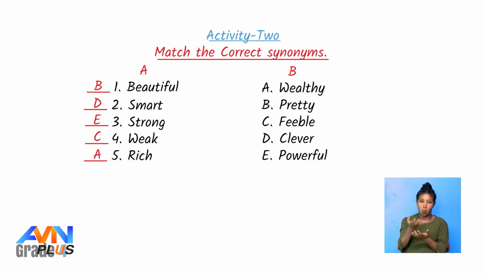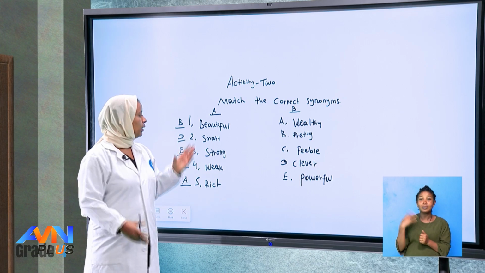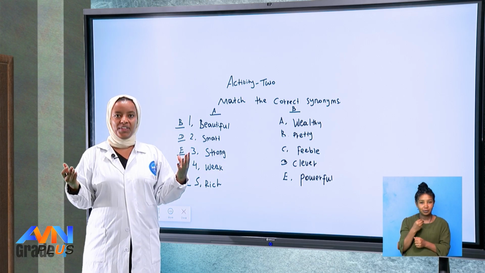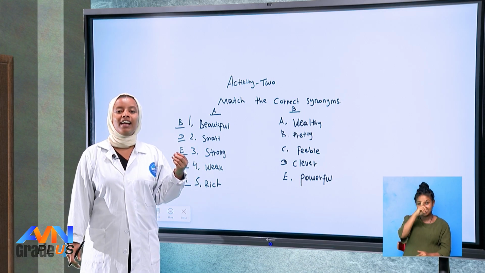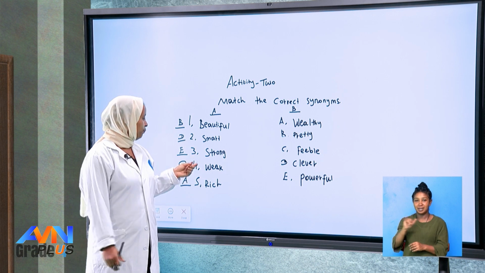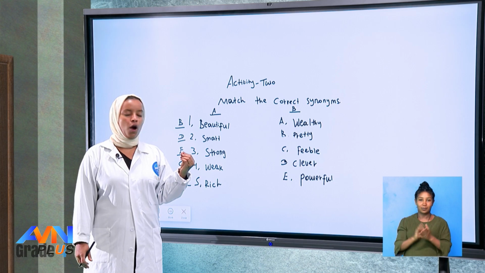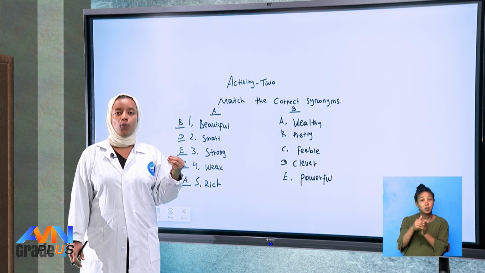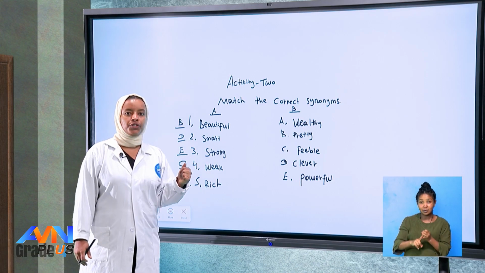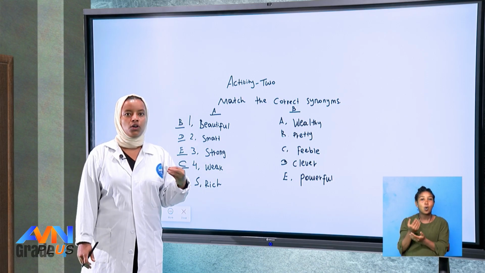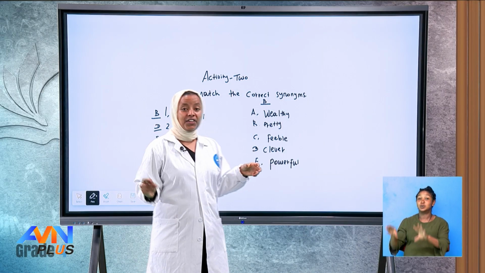Wealthy. So let us read once together. Beautiful, pretty, smart, clever, strong, powerful, weak, feeble. And the last, rich, wealthy. Students, that is activity 2.